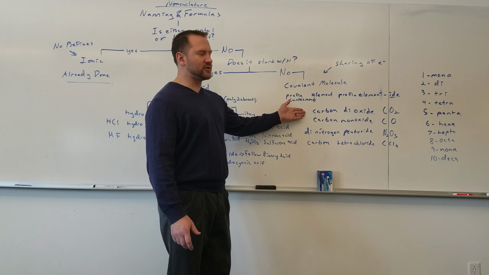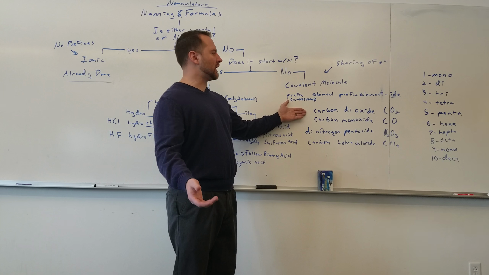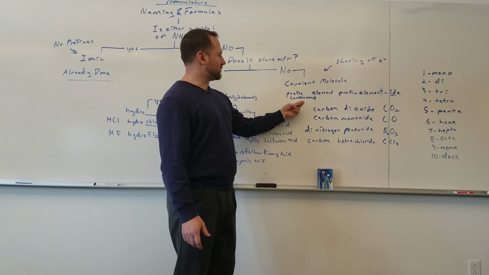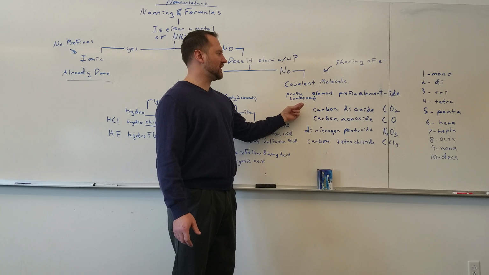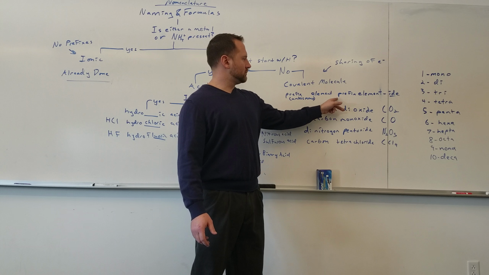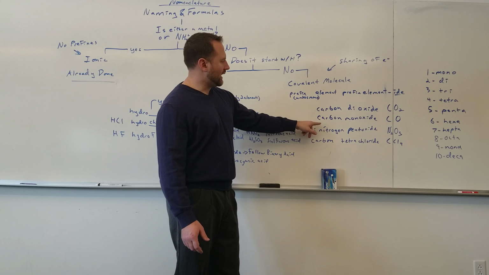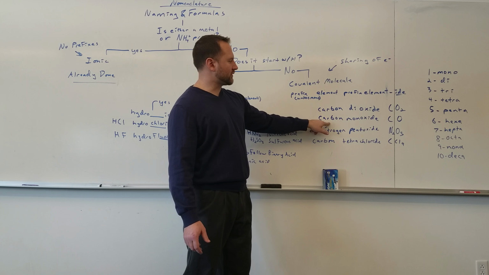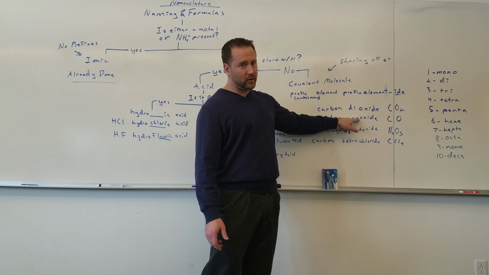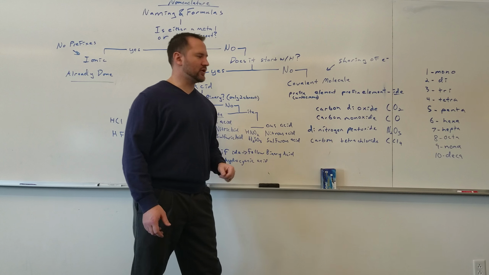So CO2, which is a very common molecule, is carbon dioxide. Since the first one would be mono, you don't have to say it. So the element is carbon, you have two oxygens in there, so you say dioxide. If you had CO, you would have carbon monoxide. So you do say the mono if it's the second element, but not the first.